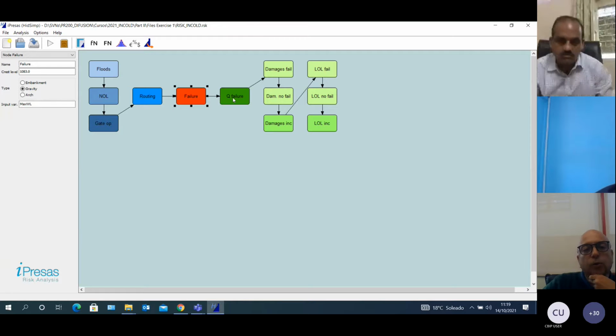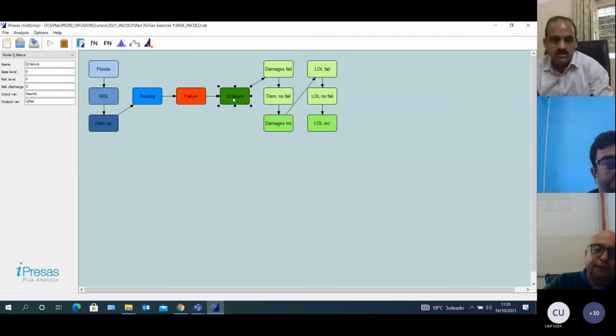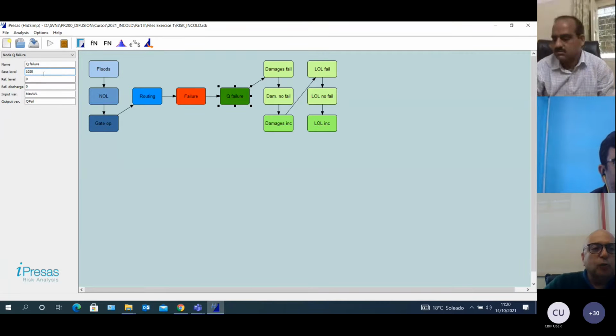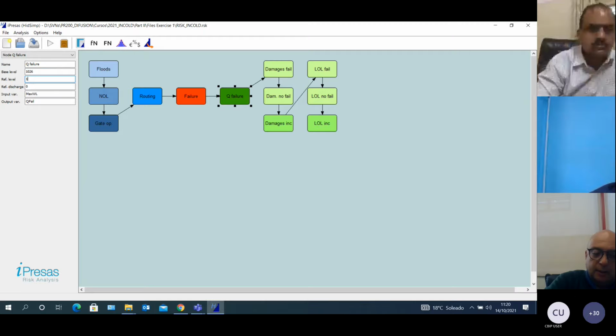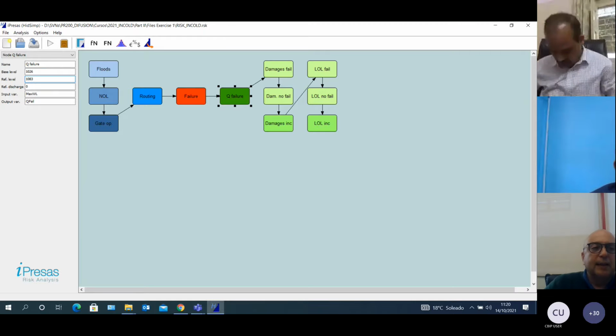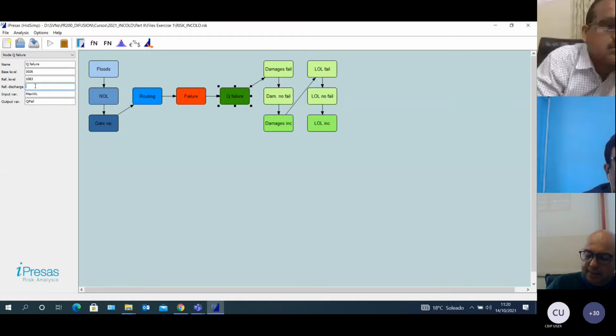Then we go to how to calculate the discharge under failure. And it needs a base level that we said it was 1026. A reference 26, not 28, sorry. A reference level that we said it was the crest, so 1083. And a discharge associated to that level if it breaks. And that discharge was, let me find it myself.